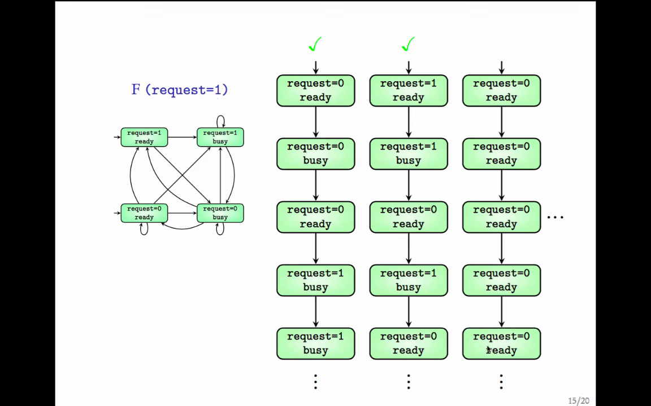What about this execution? It always stays in 0. So this execution does not satisfy the requirement F request equal to 1. Hence, the transition system does not satisfy the requirement.